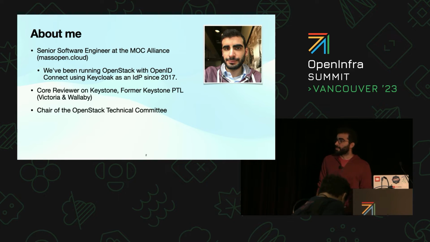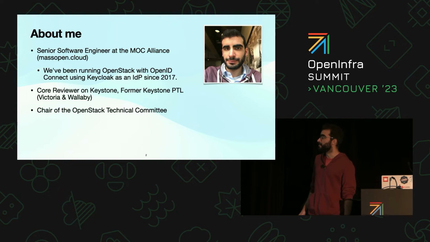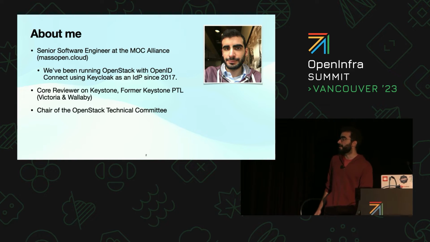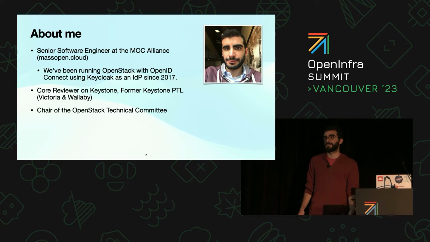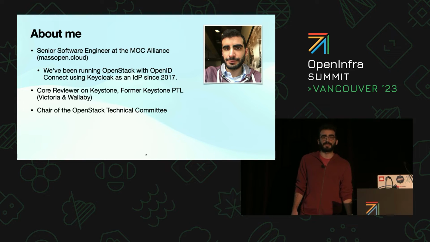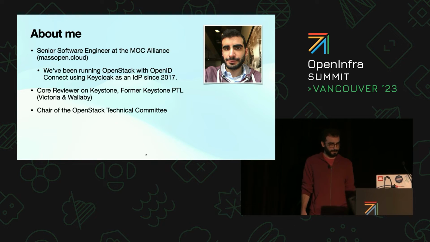We've been running OpenStack with OpenID Connect in some form or another since 2017. We usually use Keycloak as the IDP provider for that, and through that, we allow users of our cloud to log in to our OpenStack cloud with their institutional logins. So their Harvard email address, their MIT email address, their BU email address accounts work for authenticating into our clouds.